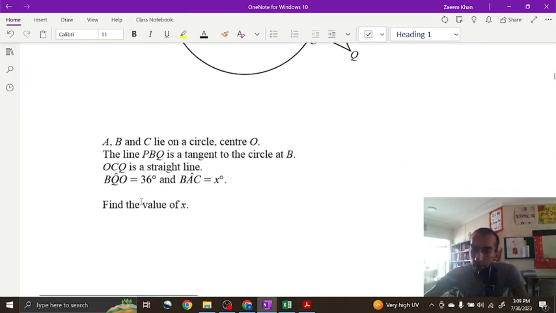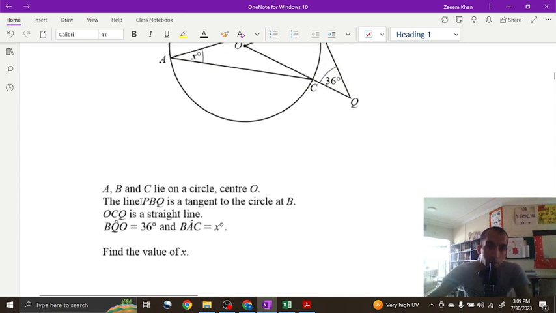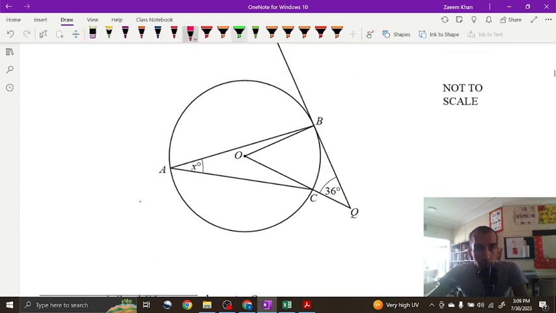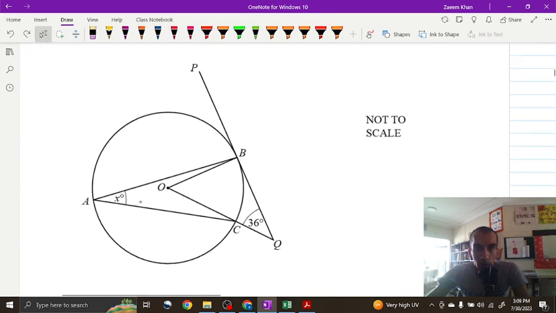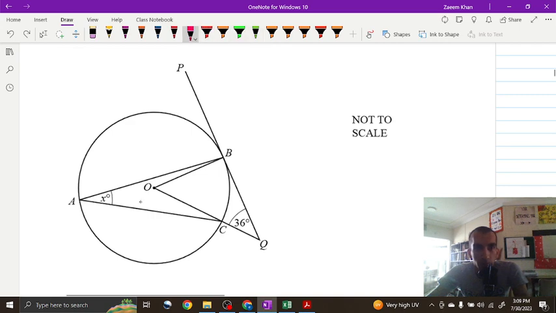The question over here says find the value of x. The value of x is referring to this angle over here. Yeah. I'll quickly draw the 5 properties that we have.